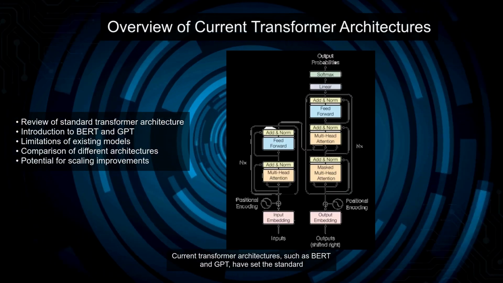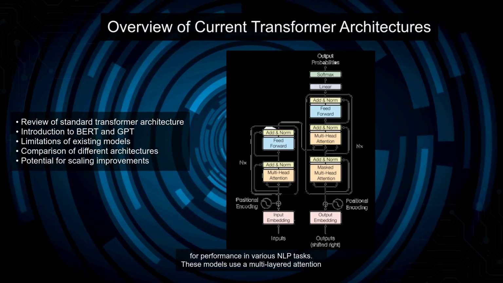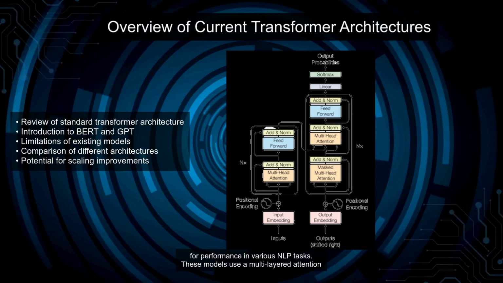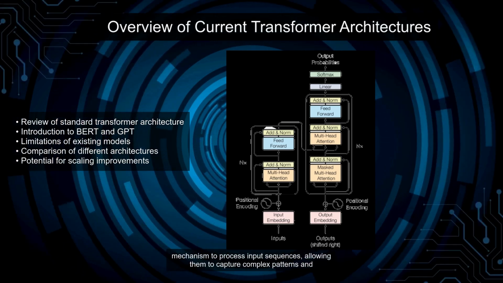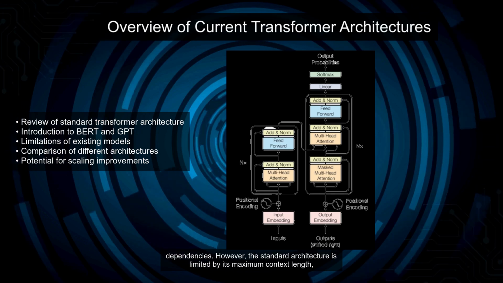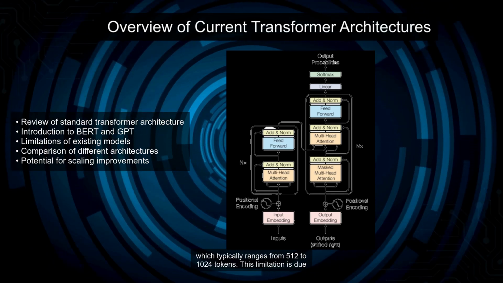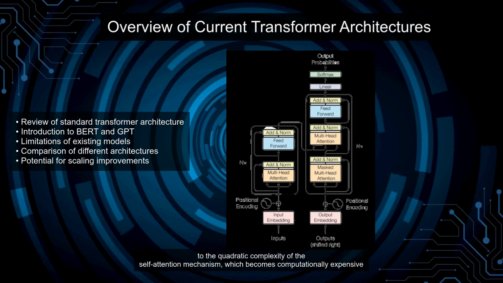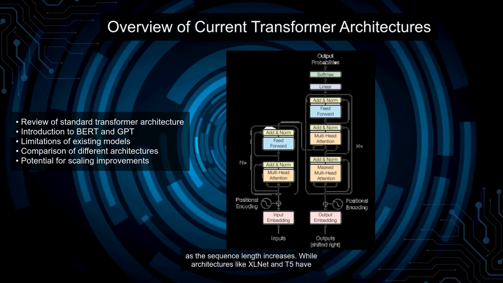Current transformer architectures, such as BERT and GPT, have set the standard for performance in various NLP tasks. These models use a multi-layered attention mechanism to process input sequences, allowing them to capture complex patterns and dependencies. However, the standard architecture is limited by its maximum context length, which typically ranges from 512 to 1024 tokens. This limitation is due to the quadratic complexity of the self-attention mechanism, which becomes computationally expensive as the sequence length increases.